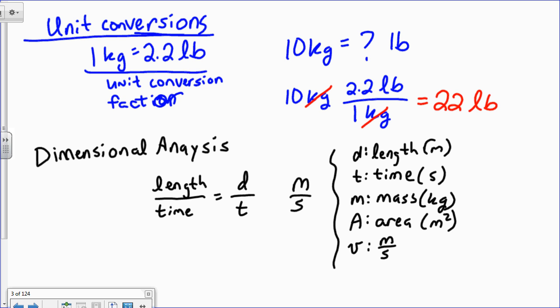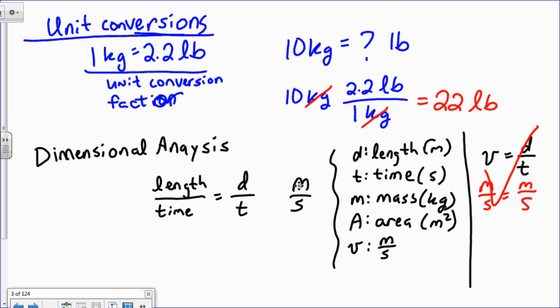Given those variables, let's say I have an equation that says V equals D divided by T. I want to know, is that equation dimensionally correct or not? Are the units on the left-hand side equal to the units on the right-hand side? The units on the left are meters per second, and on the right they are meters for D and seconds for time. So yes, that equation is dimensionally correct, because the dimensions are consistent.